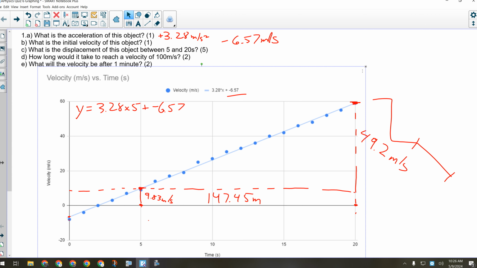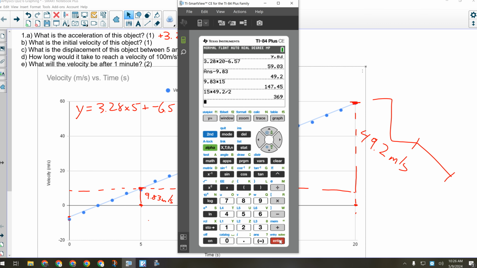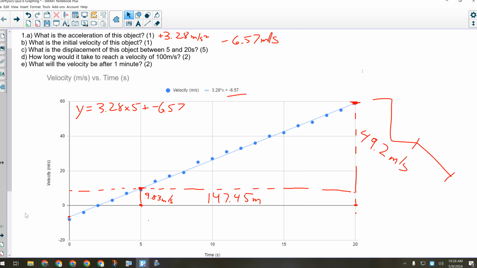Now I've got to do the area of the triangle, or rather, I'll take this number here and divide it by 2 to get the average velocity during that time, and multiply it by 15. So 15 times 49.2 divided by 2. Okay, 369. That fits because it's a much bigger area than the little rectangle. So, yep, 369.0. Perfect. And that is meters.